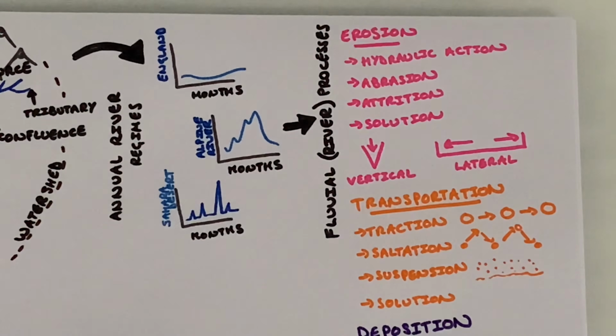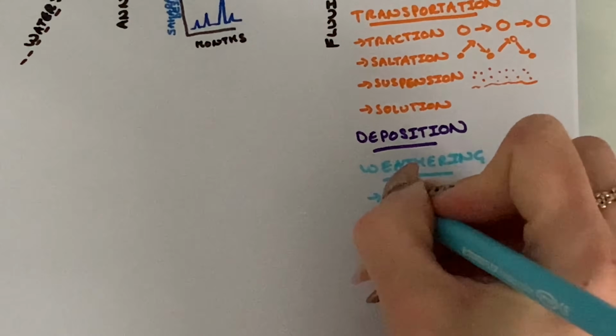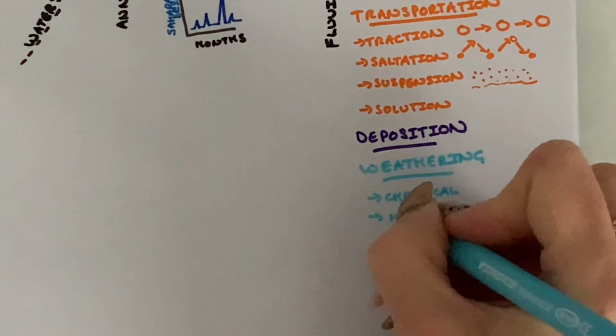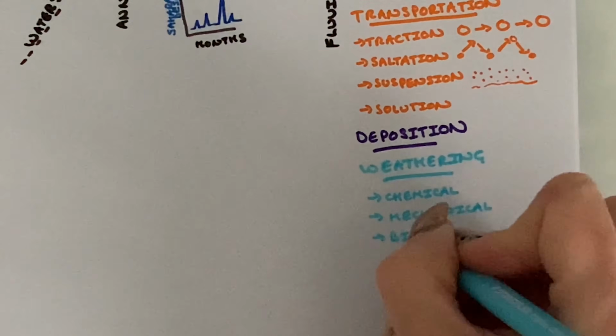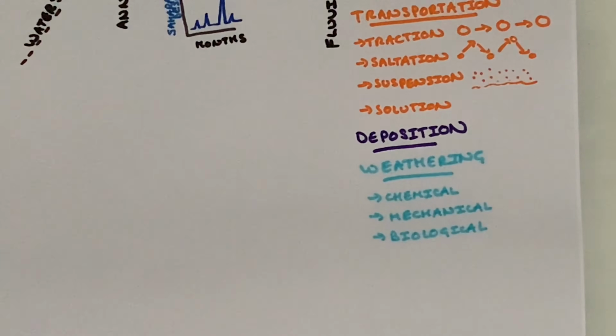We've also then got the term weathering. And weathering means the breakdown of rock. Okay, so there are three main types of weathering: chemical, mechanical, and also biological. And biological weathering involves vegetation, plants, and their roots.